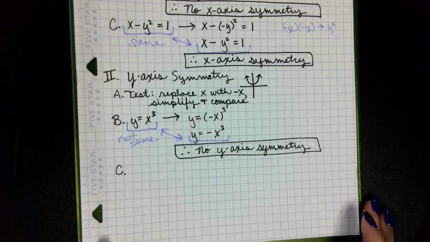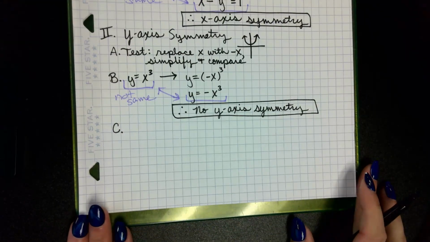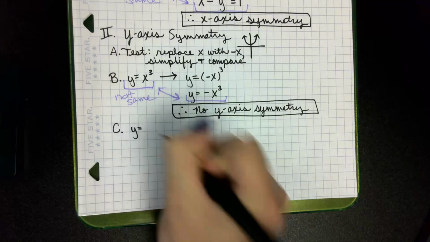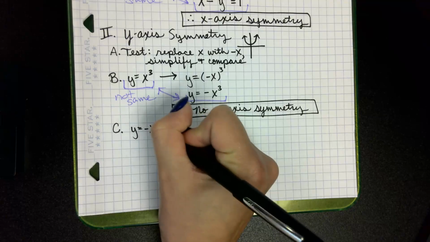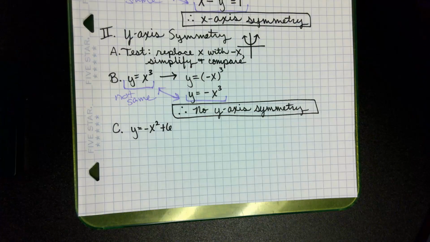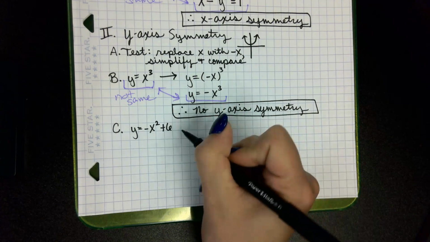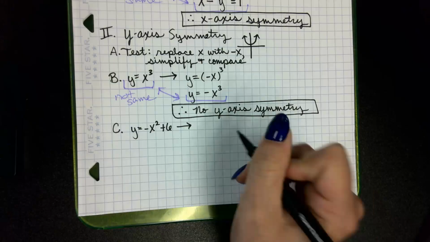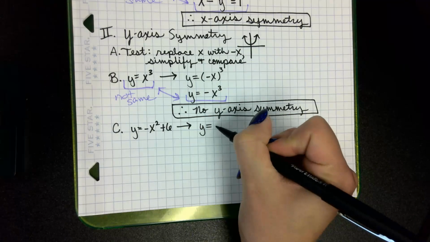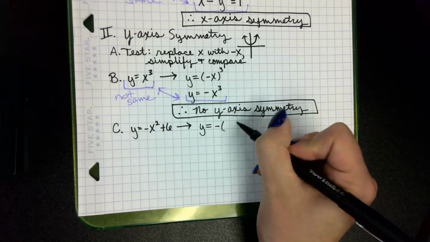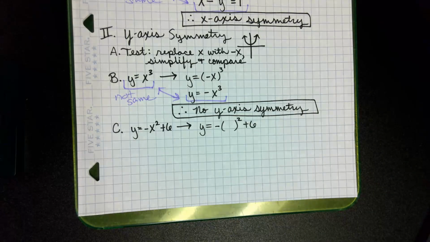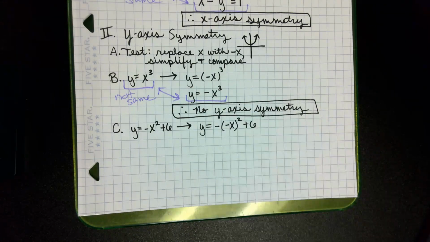All right. We'll do another example for y-axis symmetry. Y equals negative x squared plus 6. Test that for y-axis symmetry. Testing y-axis, y stays the same. There's a negative sign, and then I get to the x. That's where the parentheses go. The parentheses are squared, plus 6. Then I fill in my negative x in the blank.